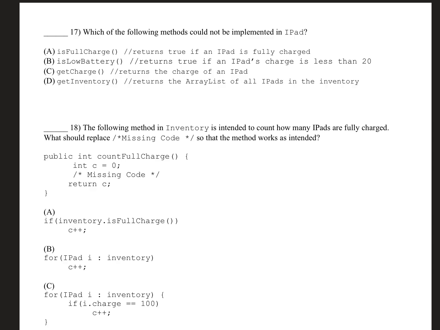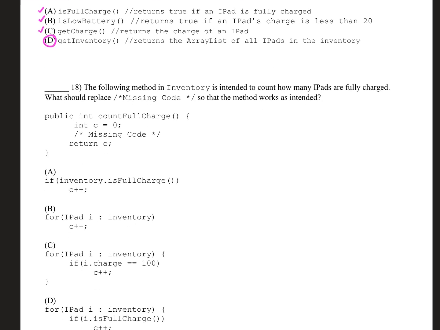Which of the following methods could not be implemented in iPad? Well, isFullyCharged has something to do with only an iPad. isLowBattery has to do with one iPad. getCharge has to do with one iPad. So it's got to be getInventory. Remember, everything in inventory is going to have something to do with possibly the ArrayList. If you're in the iPad or battery class, it only has one thing.